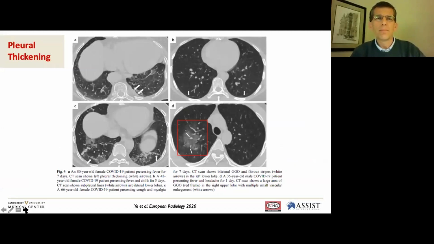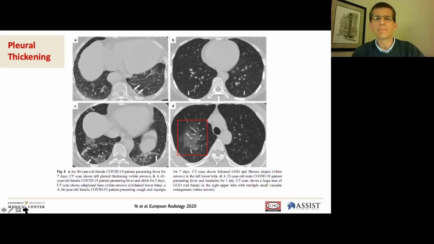The pleural abnormalities associated with COVID-19 are quite common as well, and you see them very well depicted on the left-hand side at the top and the bottom part of the image. On the right-hand side, you see a much more discrete area of pleural or linear opacities, or a big ground glass opacity in the red square.